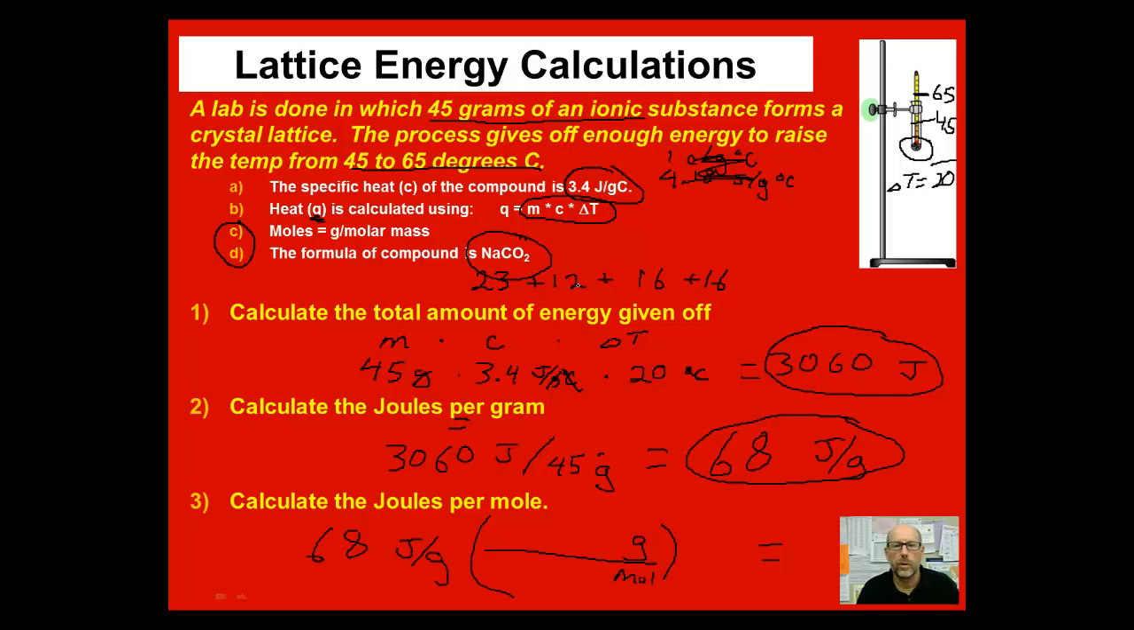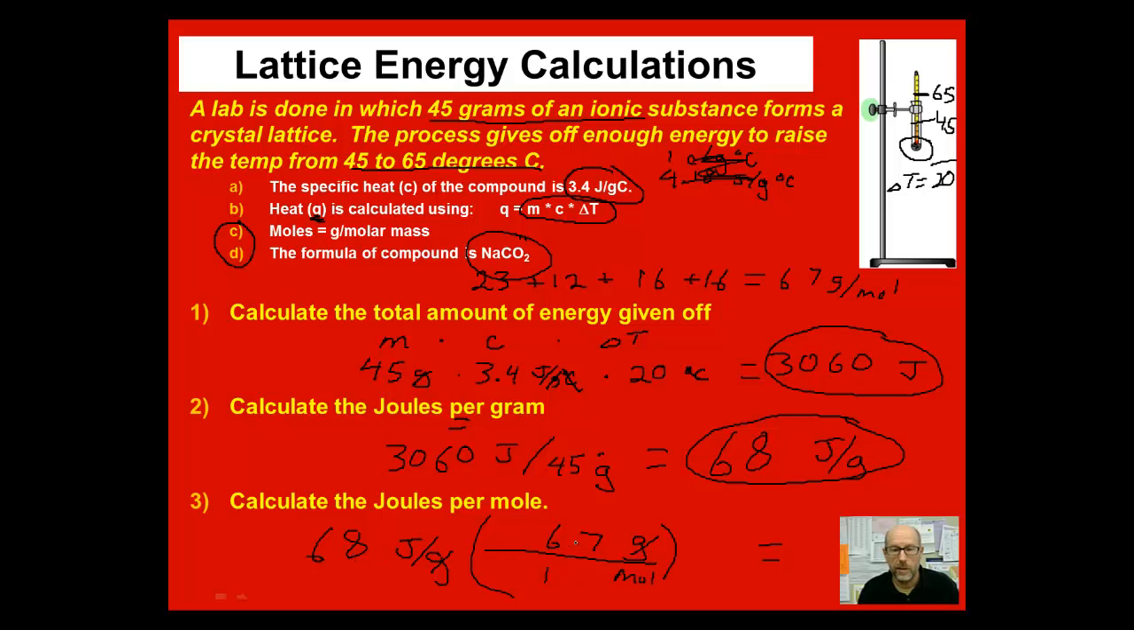So 23 plus 12 is 35. Plus 32 is 67, I think. 67 grams per mole. Per how many moles? Per 1 mole. So 67 grams per 1 mole. Now let's see what cancels. Grams on the bottom cancels with grams. Joules doesn't cancel, moles doesn't cancel.